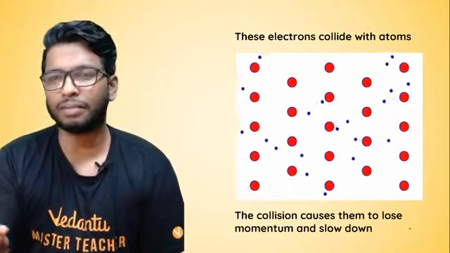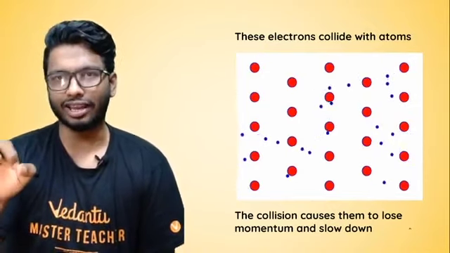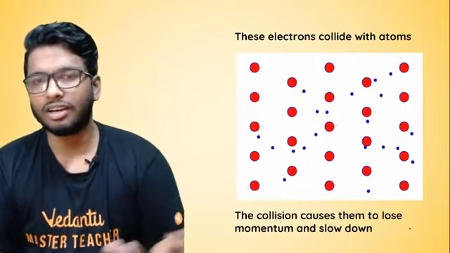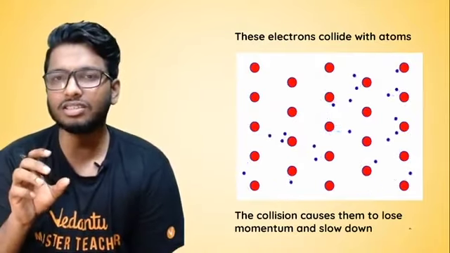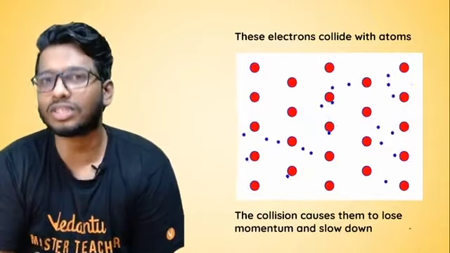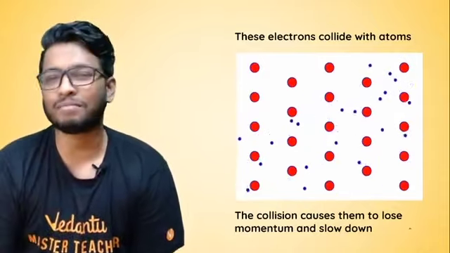For example, when you're playing carom, you imagine you have a striker and you hit a coin with it. So what happens with the striker? Once the striker hits the coin, the striker's momentum is lost and it slows down, right? The exact same thing happens over here also.